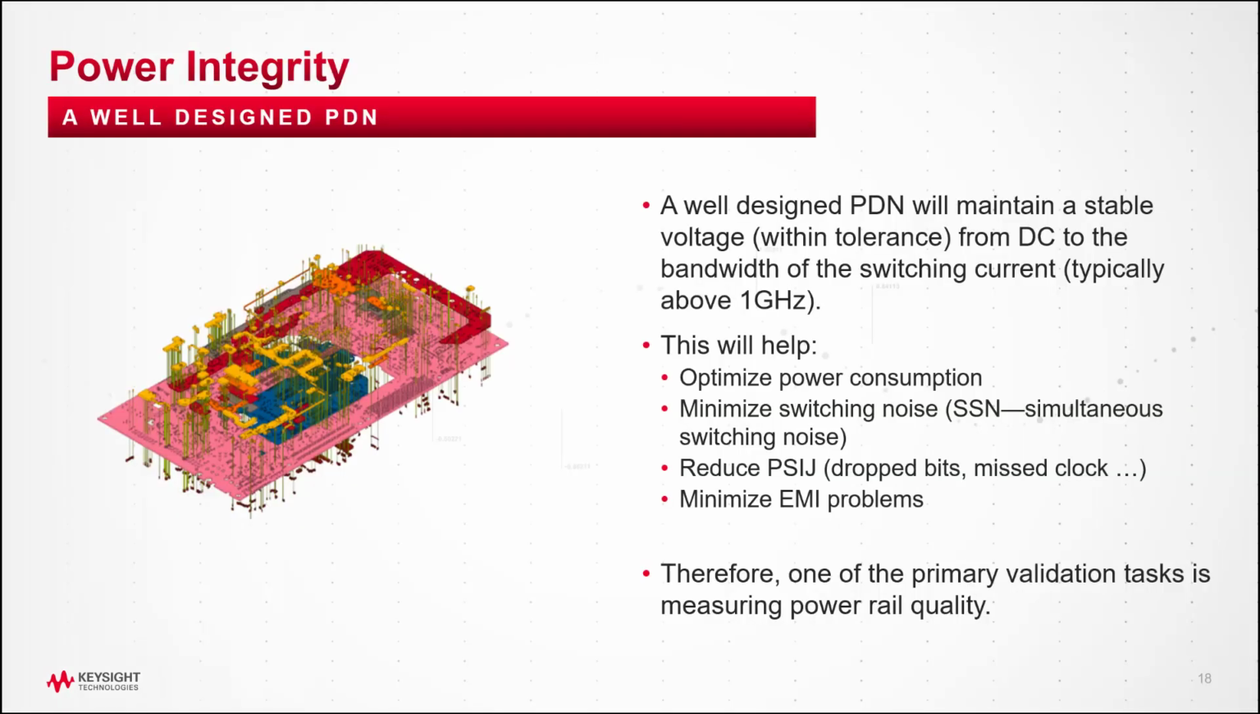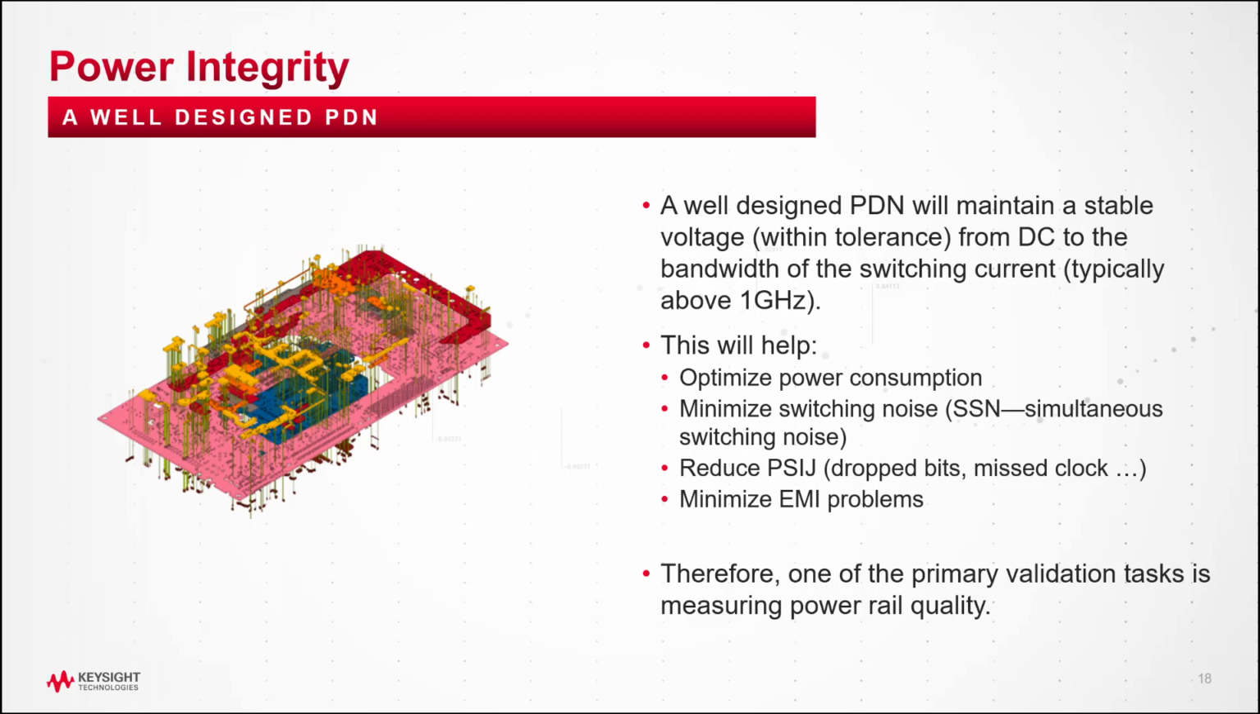One of the takeaways from Heidi's discussion is that if we've done our job well and we've got a well-designed PDN, then this is going to help us maintain stable voltages from DC up to the bandwidth of the switching currents in our system. Now, surprisingly, that can actually be above a gigahertz. But if we've done this right, this is going to help us optimize power consumption.